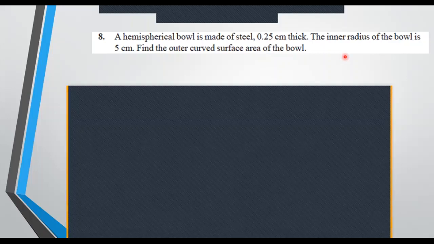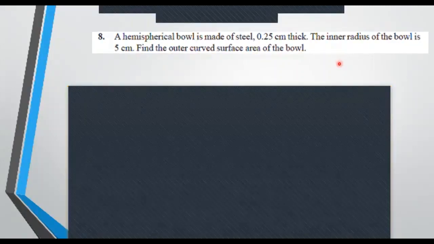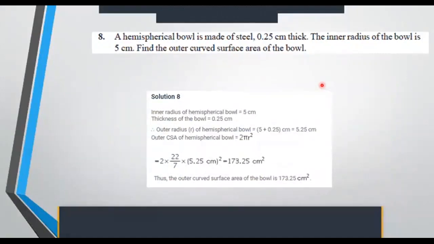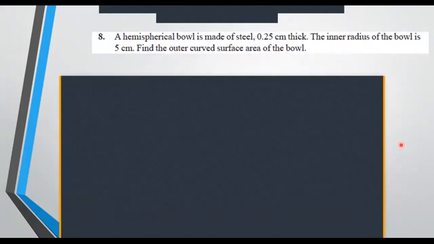To find the outer curved surface area, again 2 pi r square, where your r becomes 5.25. The answer is 173.25. Yes, Arushi, 173.25. Perfect. Others, wind it up, please.